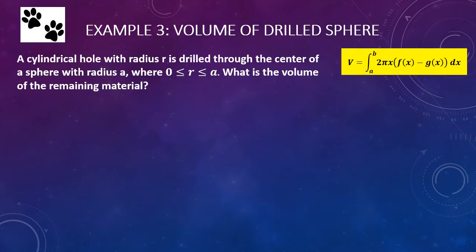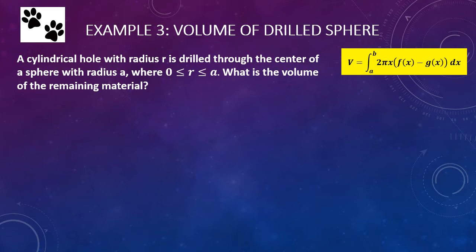Let's look at a little bit tougher problem here. Example 3, the volume of a drilled sphere. A cylindrical hole with a radius r is drilled through the center of a sphere with radius a. So the sphere has a radius a. The hole through the center, a cylinder, has a radius r, where 0 is less than or equal to r is less than or equal to a. What is the volume of the remaining material?